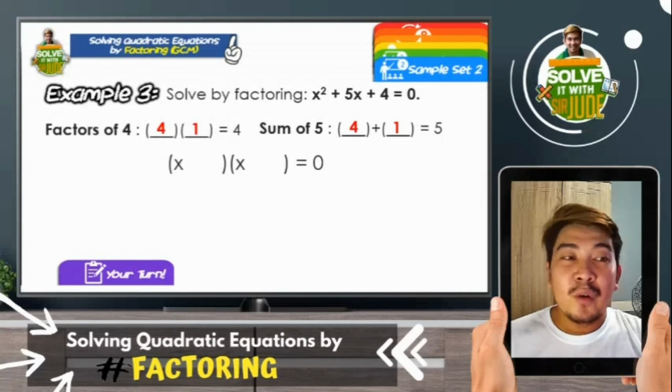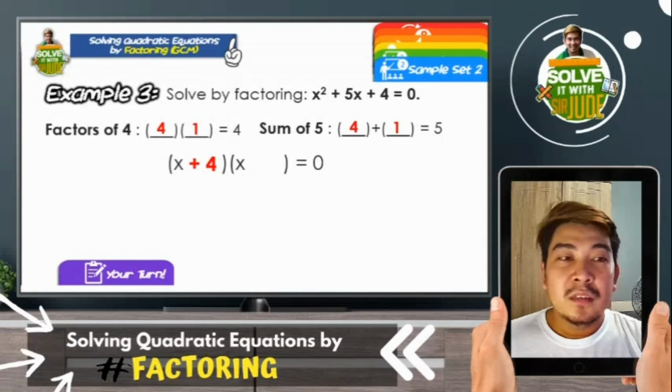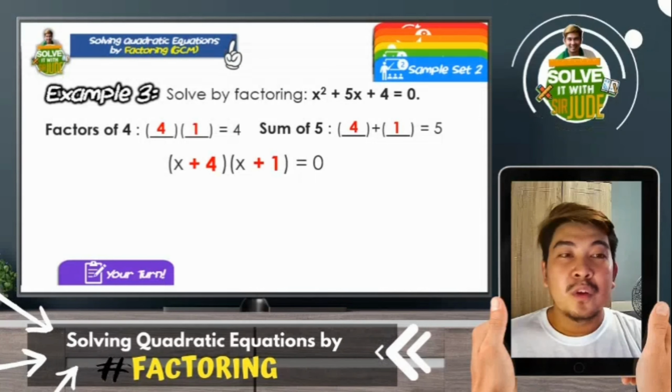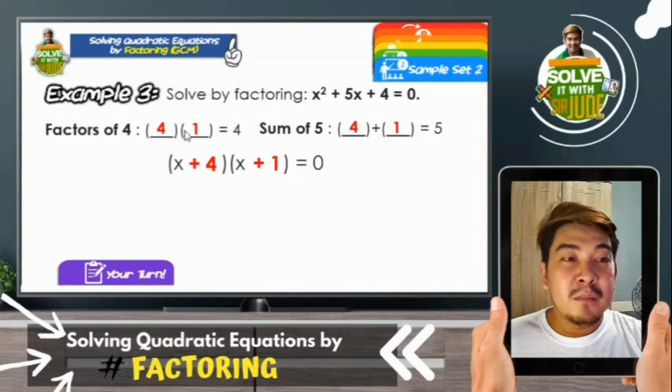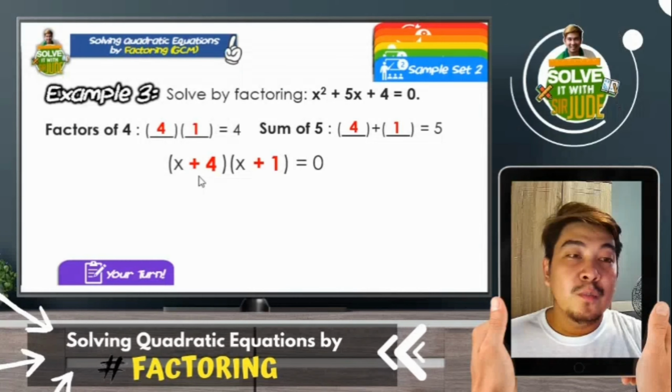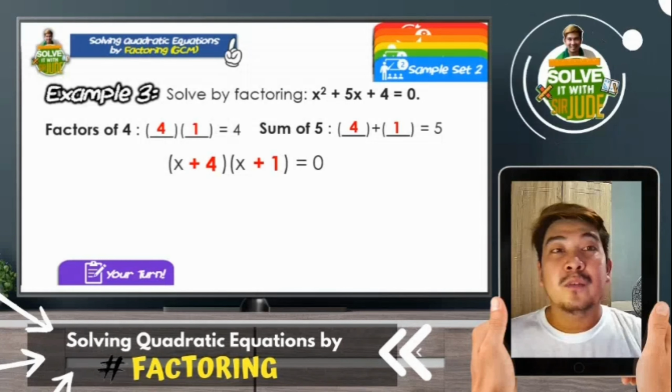So the factored form will be x plus 4 times x plus 1 is equal to 0. So take note na positive yan pareho. So therefore, it should go positive 4 and positive 1 in the factored form.